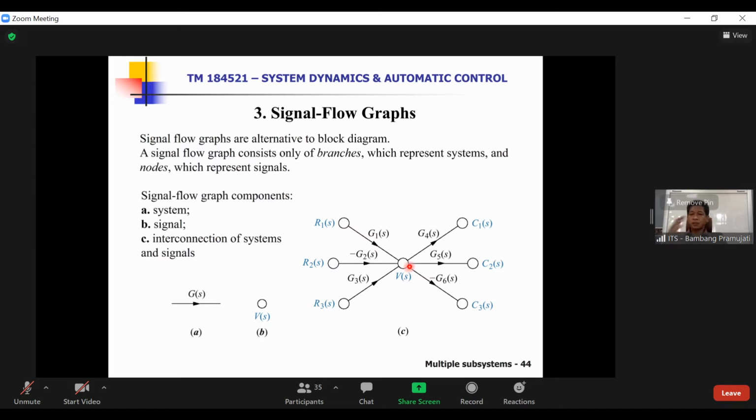Ya, jadi prinsipnya bacanya exactly the same, but it's a different way of expressing the relation between input output. Ya, nah ini nggak banyak pemakainya, jadi Anda silakan lihat saja, Anda baca gimana merepresentasikan signal flow graph.